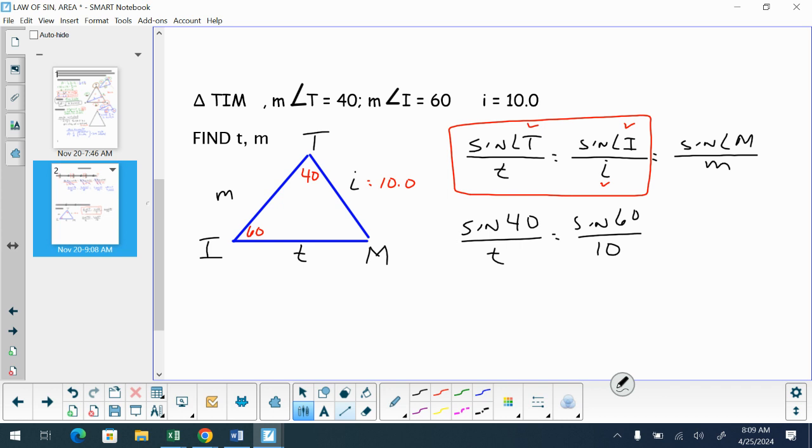How do we solve proportions? Cross multiply. We diagonally multiply. Some people say cross multiply and divide. That's fine. We'll look at that.